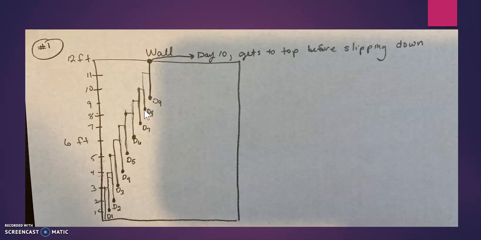On the end of day 8, at the beginning of day 9, he starts at 8 feet and he goes up to 11, but then he falls back down 2. So at the end of day 9, he is at 9 feet. Then at the beginning of day 10, he gets all the way up to the top of the wall, 12 feet, before he has a chance to fall down. So at day 10, he gets to the top before slipping down. So it takes 10 days for him to get to the top of that wall.